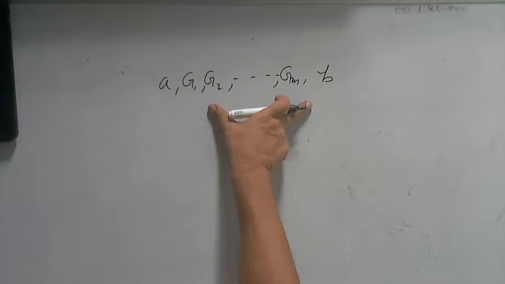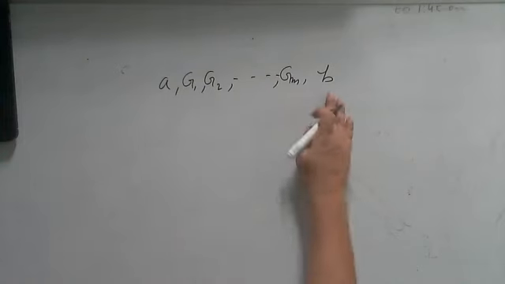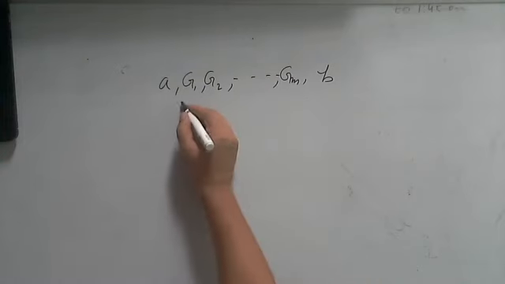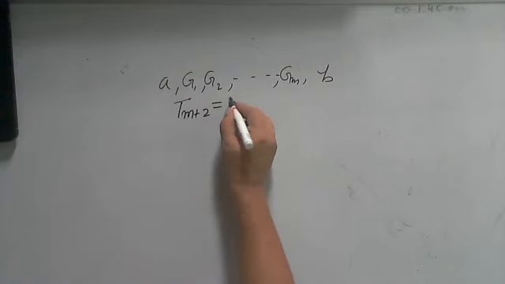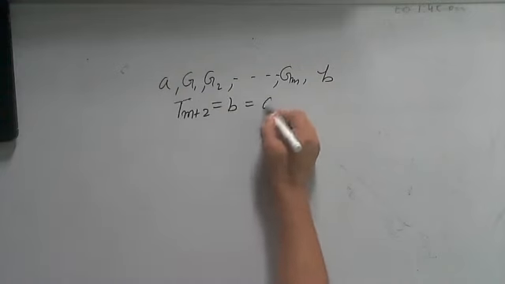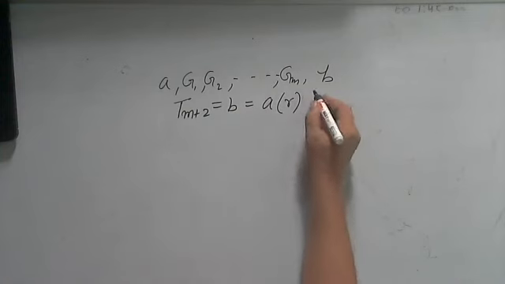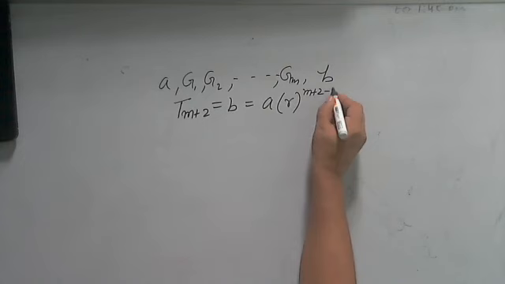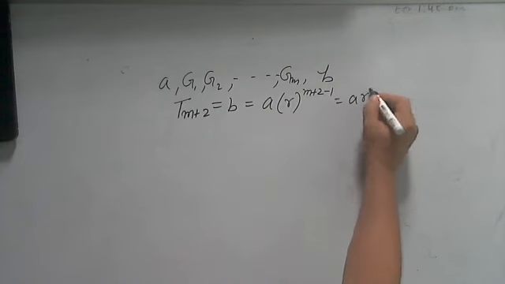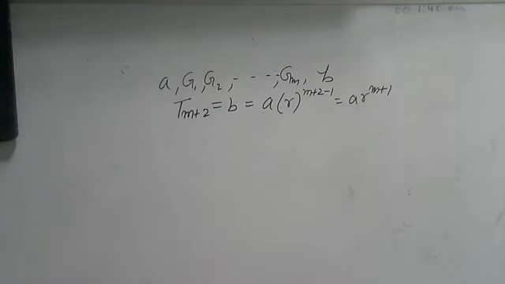A and B are two terms in between m. So B will be what term? B will be the (m plus 2)th term. And we all know the formula: the nth term is A r raised to the power n minus 1, so that is m plus 2 minus 1, A r raised to the power m plus 1. You remember? Nth term, A r raised to the power n minus 1.